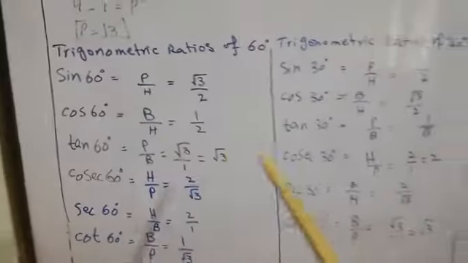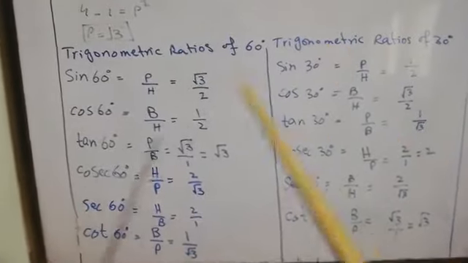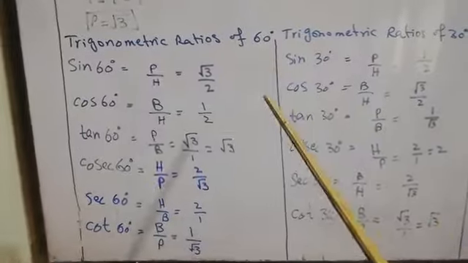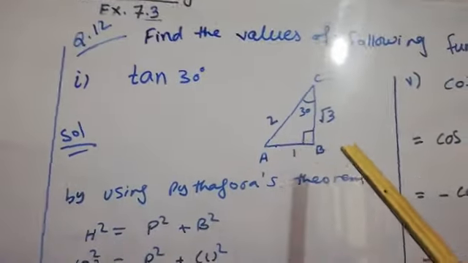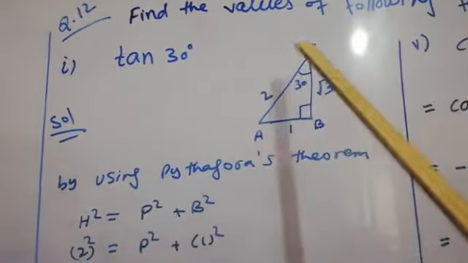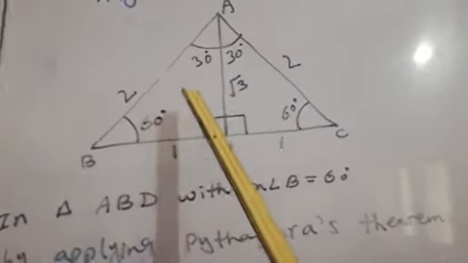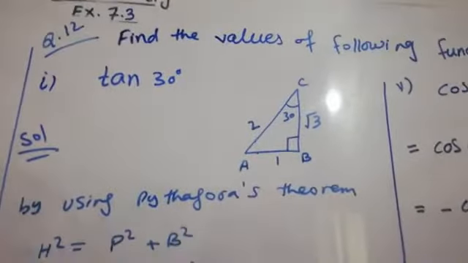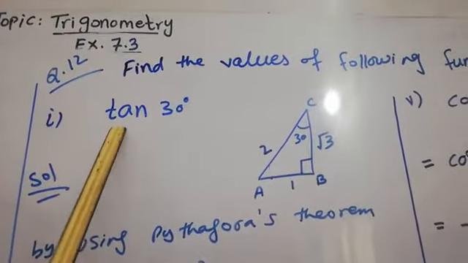These are the predefined ratios of angles 60 and 30. You must learn these ratios, then you can easily solve this question. Question number 12 is tan 30 degrees. Okay, my dear students, first of all we will take one part from these two triangles. We will consider only one triangle like this one. Then you will just write the angle 30. No need to write the angle 60, because we are going to find tan 30.